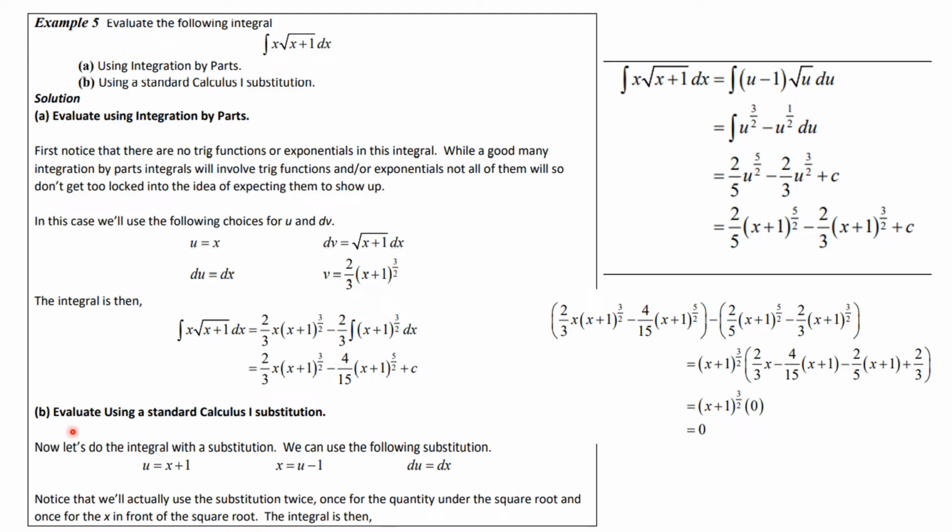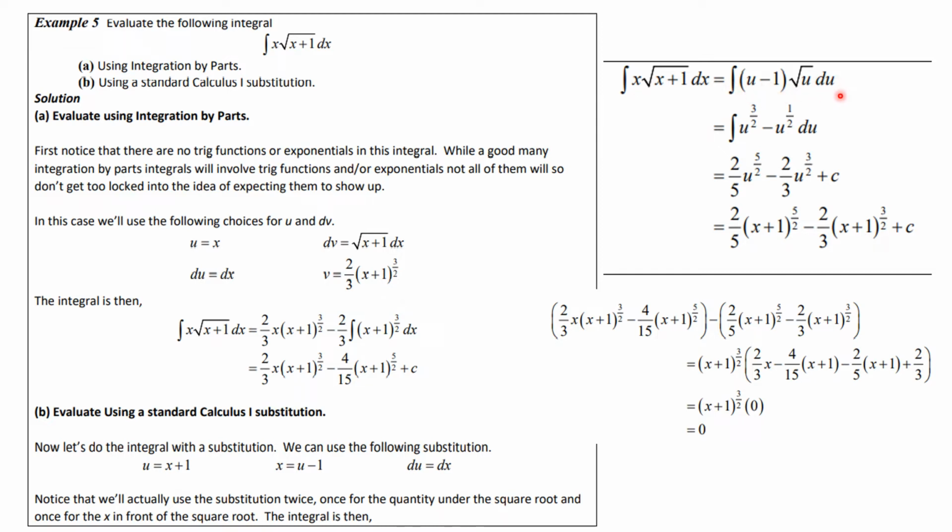Now, you also could have done this using a Calc 1 substitution. And you see, if you try to let u equal x plus 1, you say, yeah, but I have an x times this, and du is dx. But what you have to realize is that when I say u is equal to x plus 1, that means x is equal to u minus 1. And so you really did two substitutions. But when you substitute, you get this as the expression.